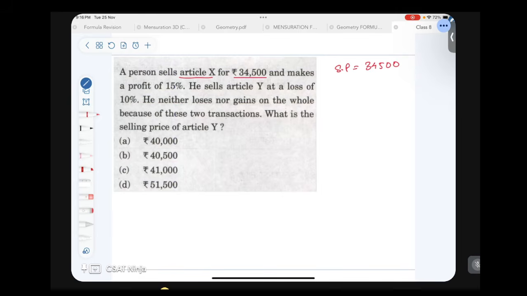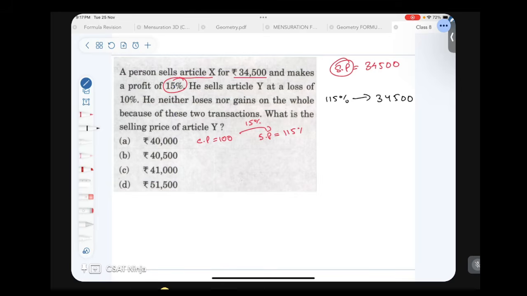Since this selling price is given and he's making a profit of 15%, if the cost price is 100, with a profit of 15%, the selling price will be how much? 115%. Why? Because there is a profit of 15%. So can I write like this? This 115% is nothing but 34,500.